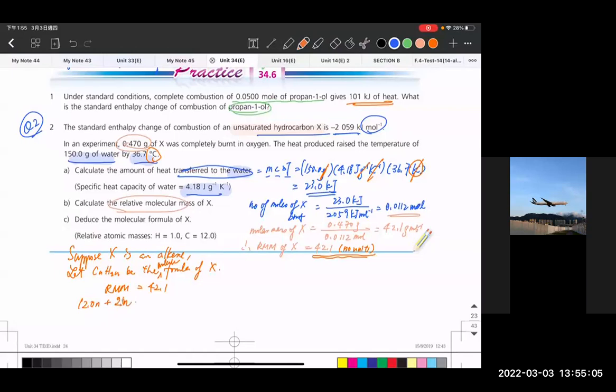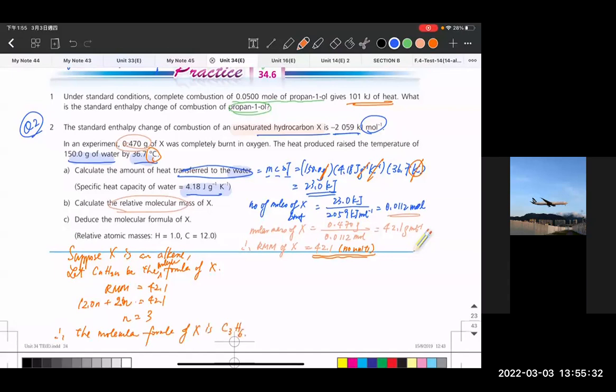It can be 2.0, because 100 being 1.0, right? Being 42.1. So you can calculate n. What is that? It's about 3, right? So the molecular formula of the X is what? C3H6.